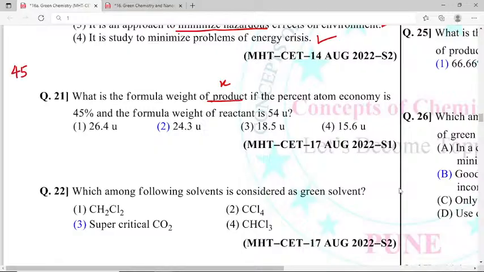45 is equal to formula weight of product as X divided by formula weight of reactant 54 and multiply by 100 as a percentage. So how to calculate? So 45 multiply by 54 and this whole divided by 100, we will get the X value. Okay, solve. That's 24.3 as the answer. Please check out.